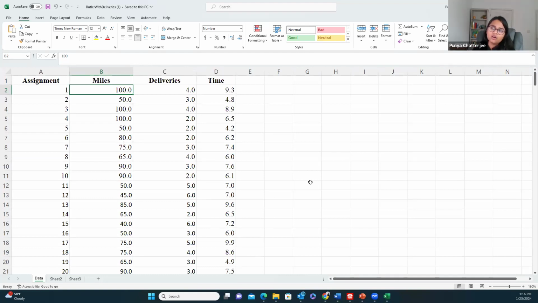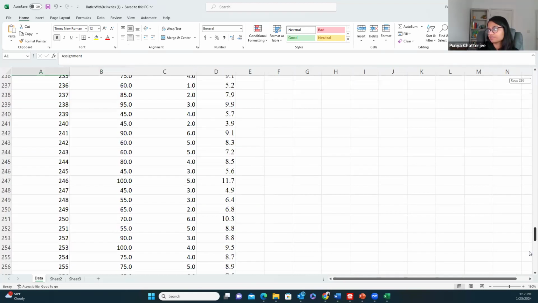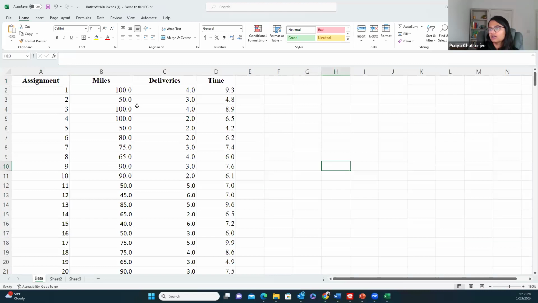All right. So as I said, we are going to look at the Butler's problem, the same problem we looked at last time, but I'm just going to keep adding more variables to it, okay? But the base problem is the same. So in this case, as you see in the data, we have data for 300 assignments. And for each assignment, we have the data on how many miles this person needs to travel, how many deliveries they need to make, and how much time it takes to complete that assignment.